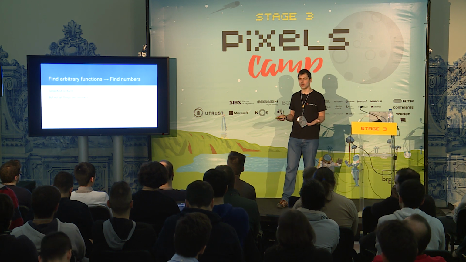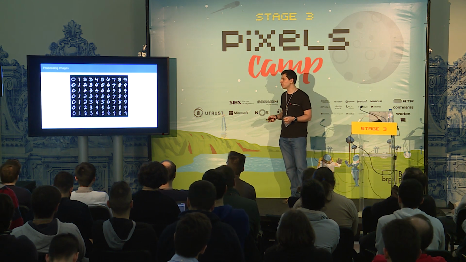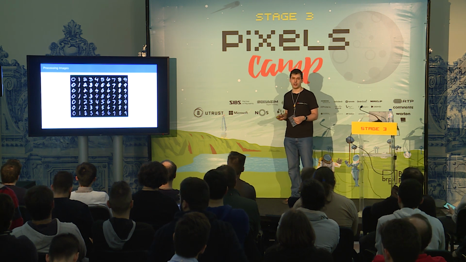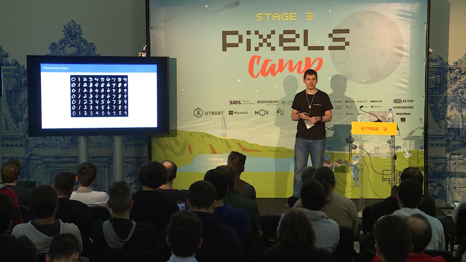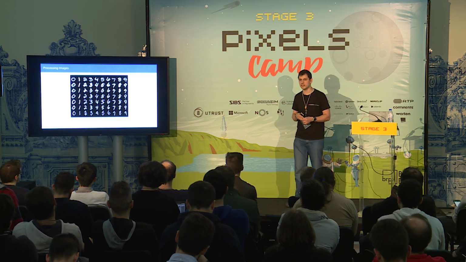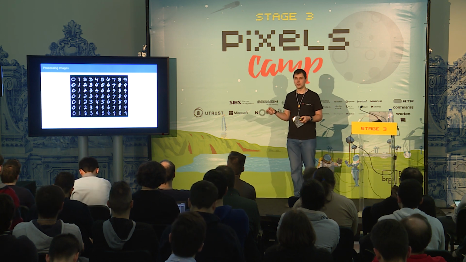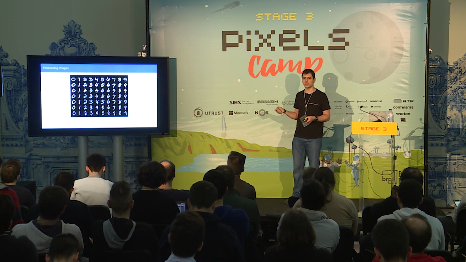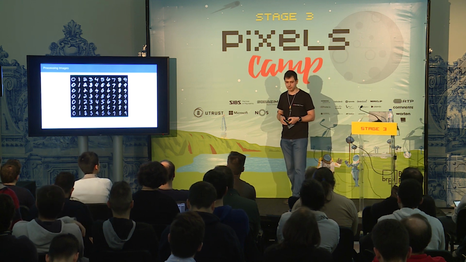So what we do to solve this is we reduce images to numbers. Actually, here I have an image of numbers. This is a fairly common data set called MNIST. It's images of handwritten digits. And the task here is usually to guess which digit was drawn by the person.